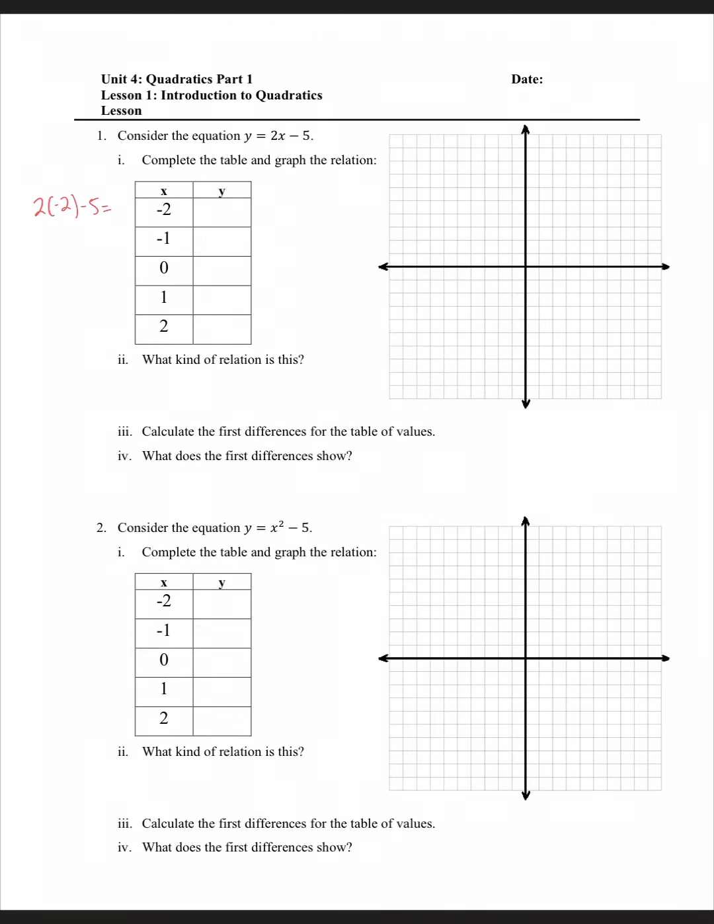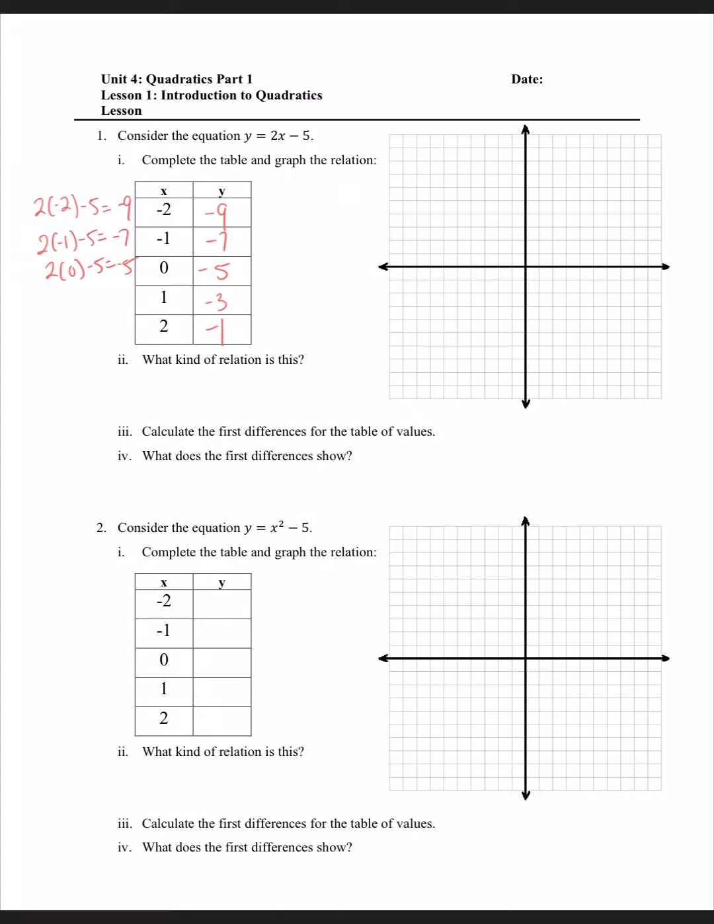Negative 2 times 2 is negative 4, minus 5 is negative 9. So we'll put a negative 9 for our y value. If we sub in a negative 1, negative 2 minus 5 is negative 7. And we can continue this process, and hopefully we see a pattern developing here. It's going up by 2 each time.